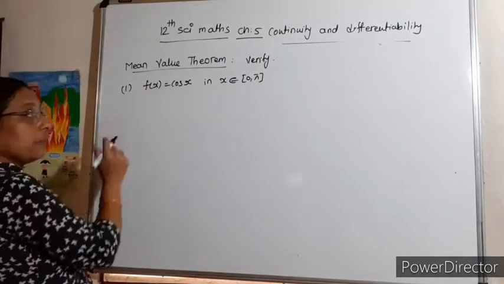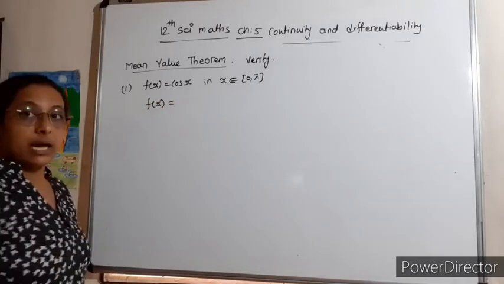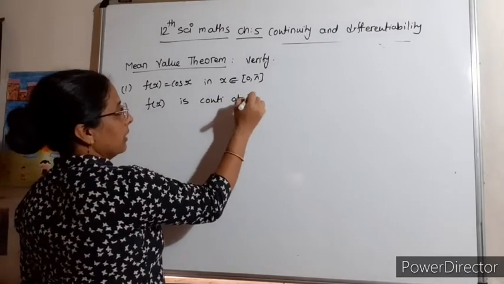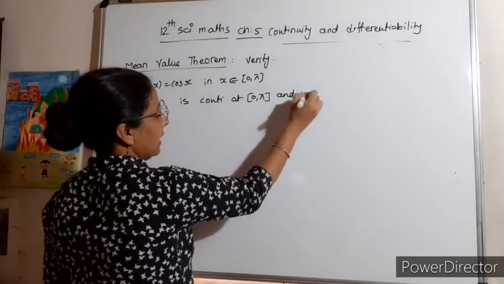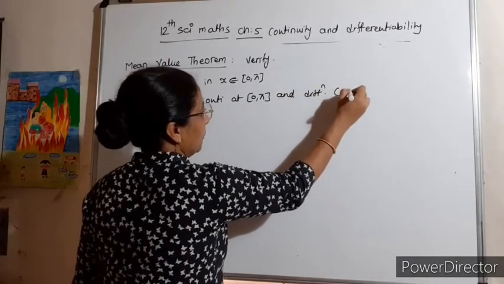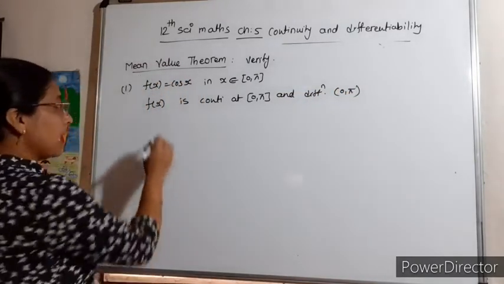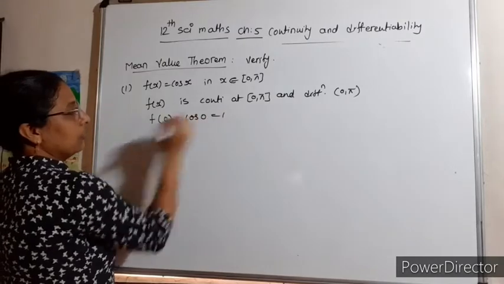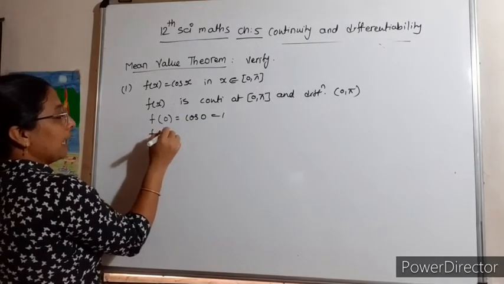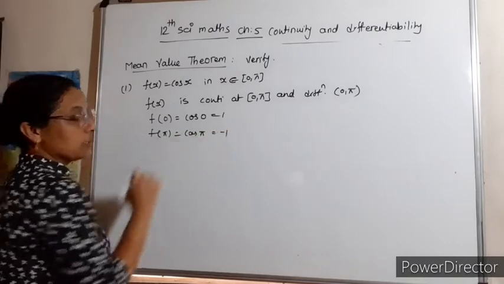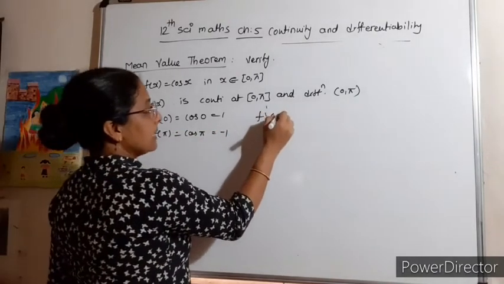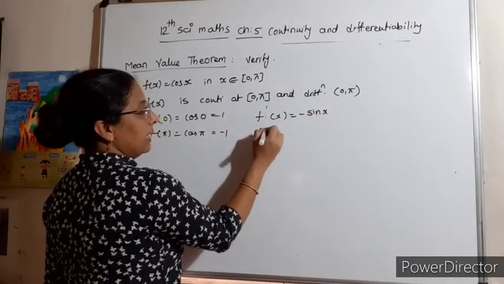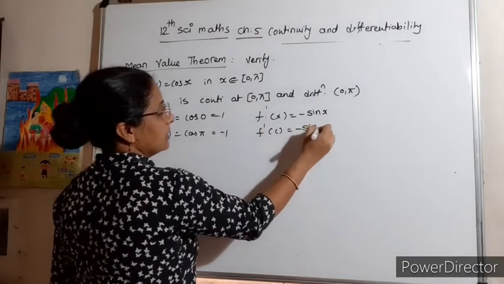Okay. So now this is a trigonometric function. So we can say that f(x) is continuous at the closed interval [0, pi] and differentiable in the open interval (0, pi), right? So f(0) we will find, cos 0, 1, and f(pi), that is cos pi, it is minus 1. Now f'(x), if we find, that is derivative of cos is minus sin x, and f'(c) is minus sin c.